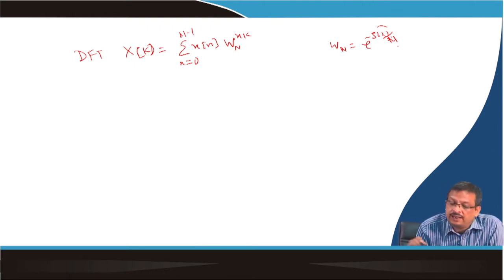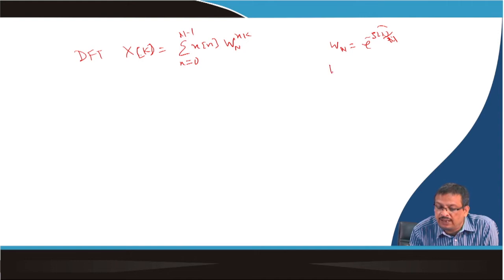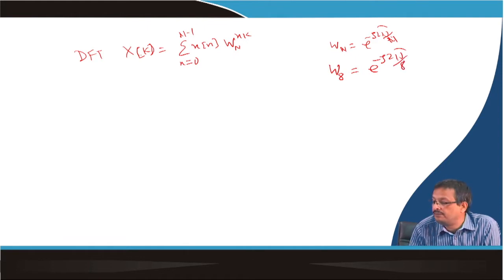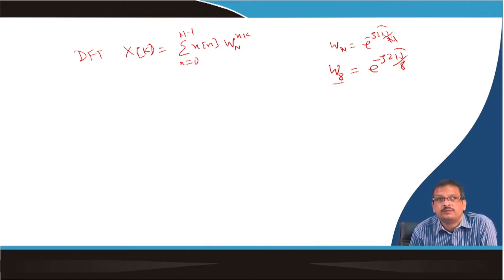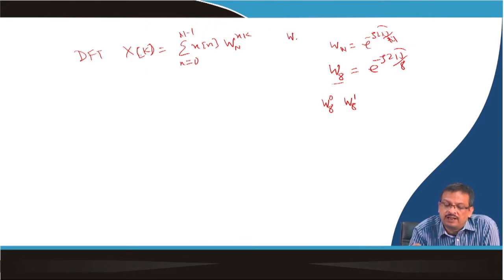So I can say that if it is N point, let's say 8 point, then W8 is equal to e to the power minus j 2 pi by 8. Okay or not? So I can calculate W8 easily. Then, instead of calculating directly here, I can calculate W8 0, W8 1, because it is W8. So if it is the 8 point DFT, then W8 nk is nothing but a matrix.